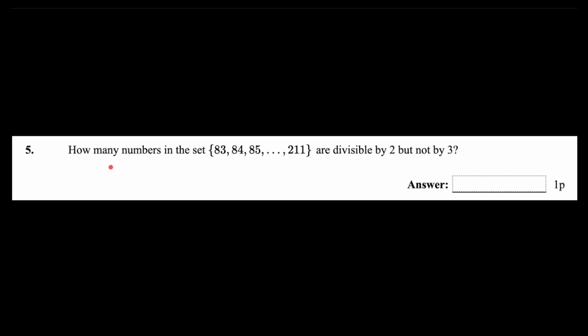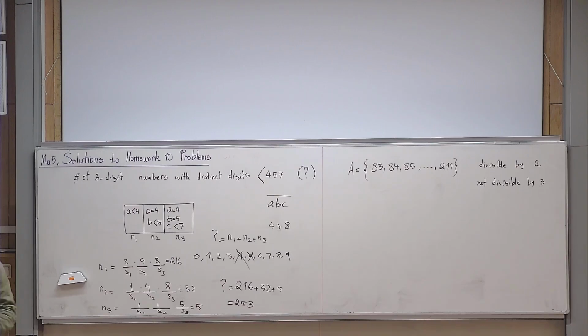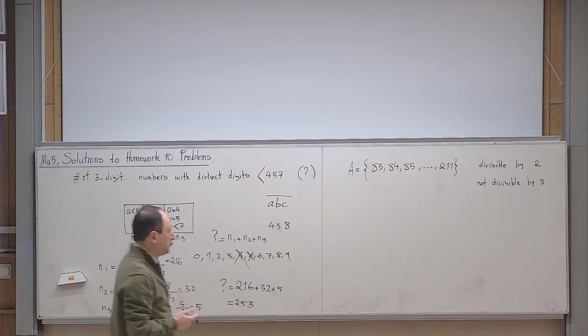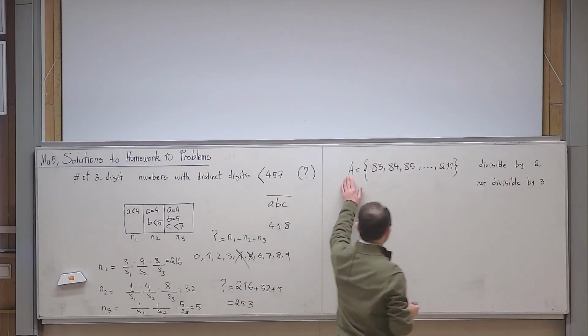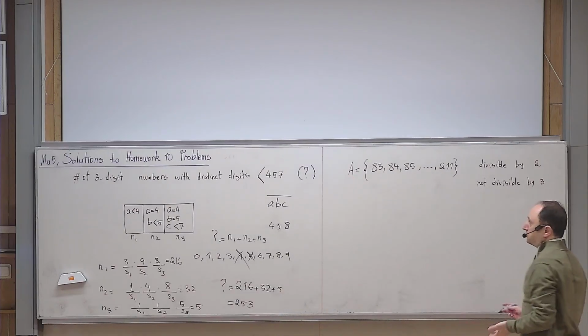Okay, so again, let us read this. How many numbers in the set 83, 84, 85 up to 211 are divisible by 2 but not by 3? Okay, so how would we think about this? I can give you a little bit of time, even if you have done it before, it doesn't hurt if you refresh your memory about it, okay? Okay, so have you thought about it? So I call this set A for simplicity.